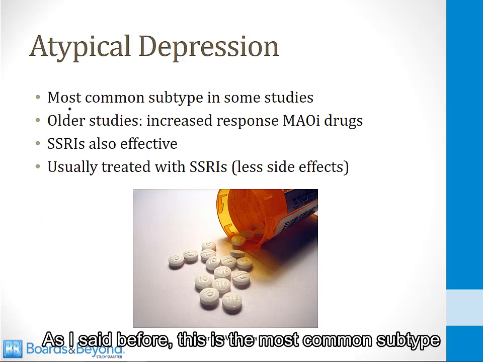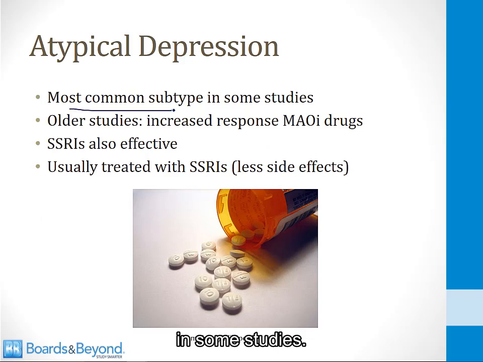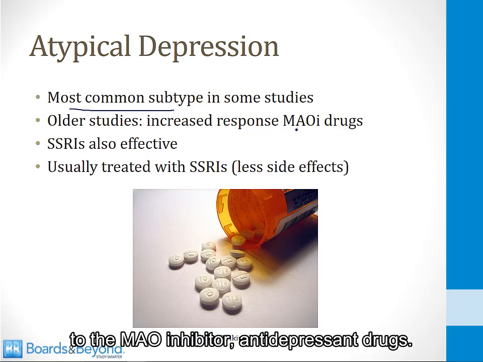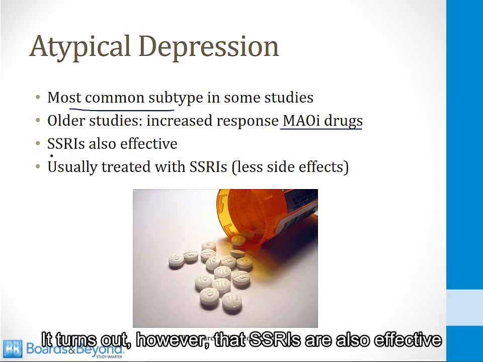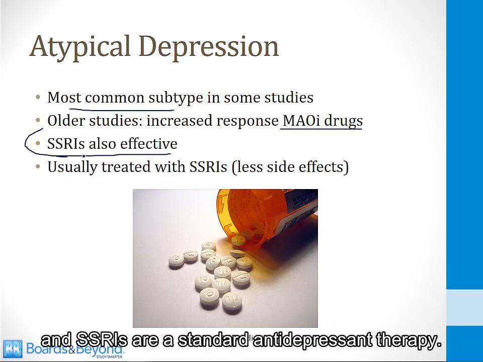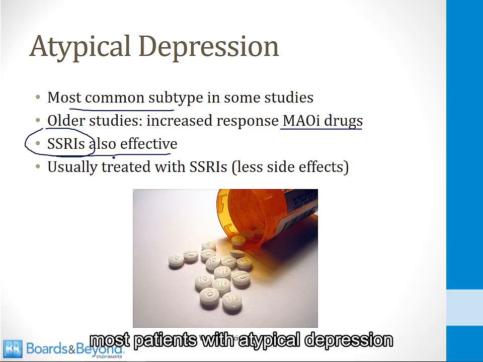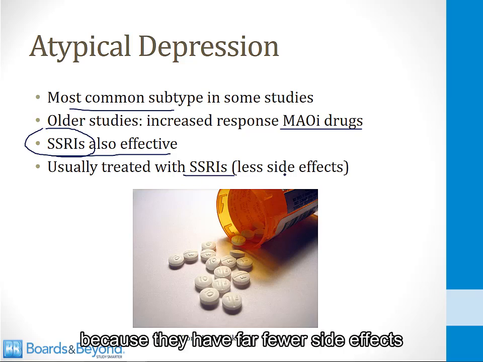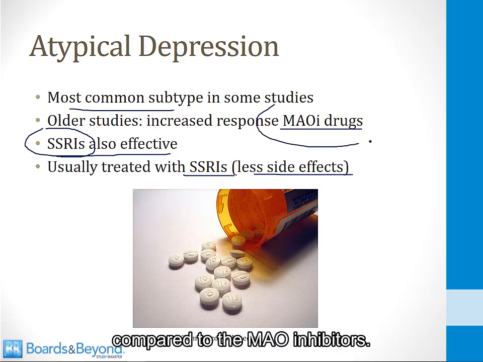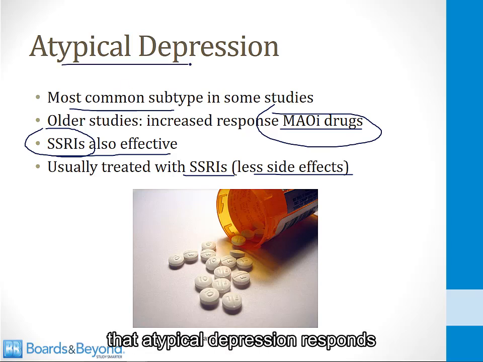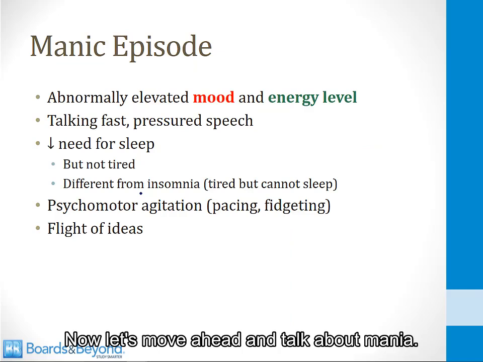As I said before, this is the most common subtype in some studies, and there were some older drug trials that showed an increased response to the MAO inhibitor antidepressant drugs. It turns out, however, that SSRIs are also effective, and SSRIs are a standard antidepressive therapy. So in the modern era, most patients with atypical depression are treated with SSRIs because they have far fewer side effects compared to the MAO inhibitors. But nevertheless, I mention this because you'll see in some of your textbooks that atypical depression responds to MAO inhibitor drugs. Now let's move ahead and talk about mania.